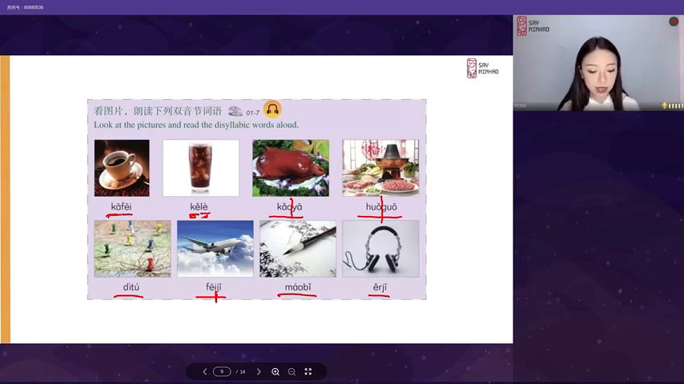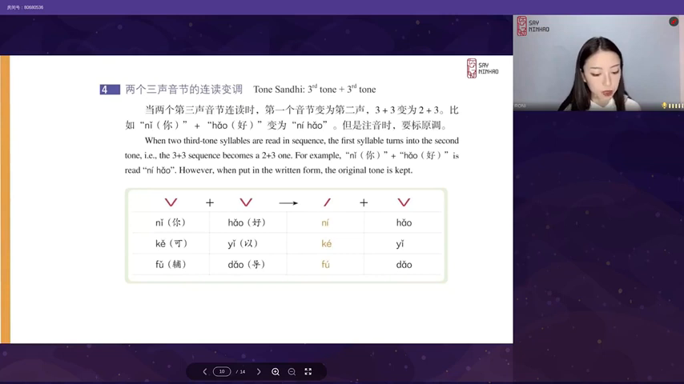So now let's move on to the next part. The tone sandhi. When there are two third tones together, there will be a tone sandhi. So what is a tone sandhi? Actually, it is the change of the tone. When two third tone syllables are read in sequence, like 你好, we should read the first third tone as the second tone. We should change it to the second tone.